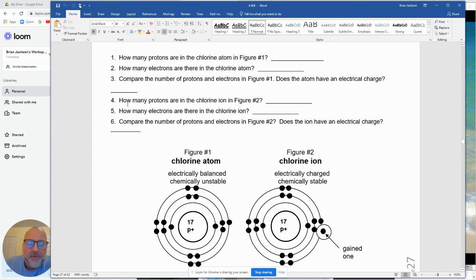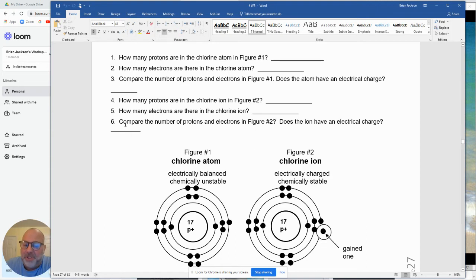Let's see here. For question number 4, how many protons are in the chlorine ion, figure number 2? You don't even have to look. It's still chlorine, so it's still going to have 17. You can't change that and still have chlorine. But how many electrons are there in the chlorine ion? They kind of make it easy on you here. They're saying, look, you have the same number here, but you gain 1 extra electron that's here, that's not over there. So that means there's going to be 18 electrons in there.